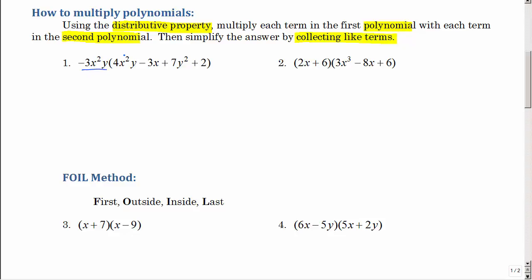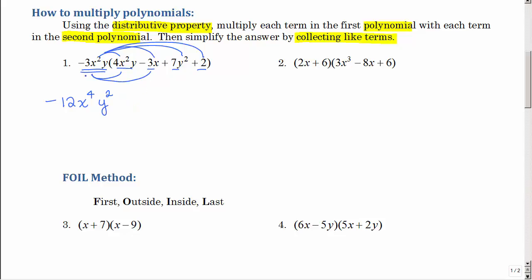Okay, so I have this monomial and I'm going to distribute it inside this parenthesis to all four things. So I have a polynomial here and a monomial here. So I'm going to multiply those first two things by multiplying the coefficient. So I have negative 12. Keep the base of x and add their exponents. Keep the base of y and add their exponents.